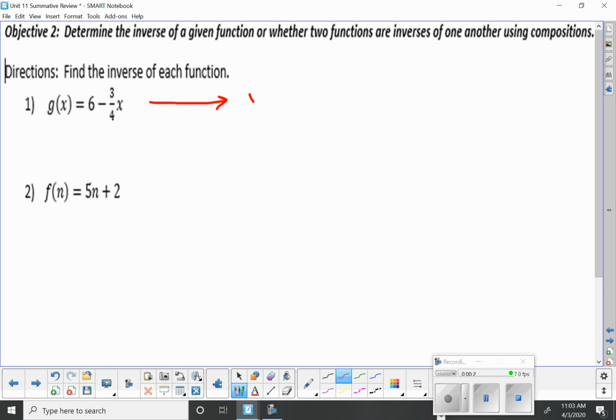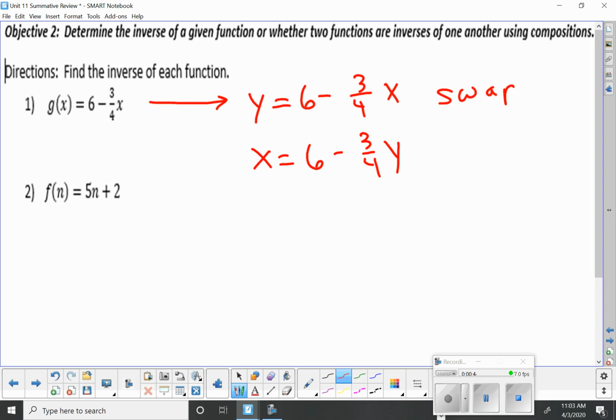Remember that the inverse means the first thing you're going to do is rewrite it as y equals 6 minus 3/4 x. Then you're going to swap the x and the y, swap x and y and solve for y.